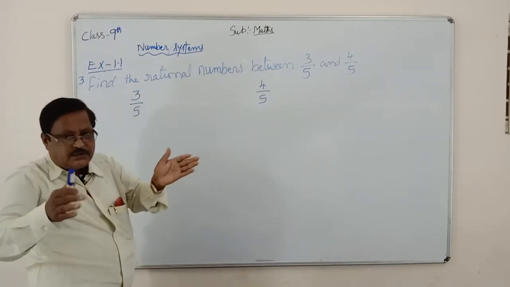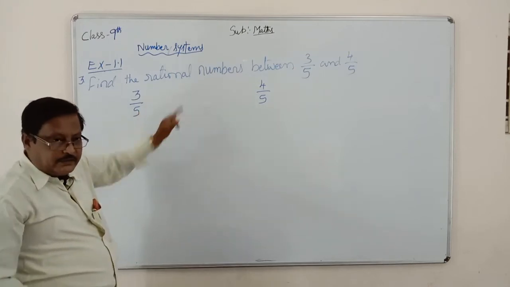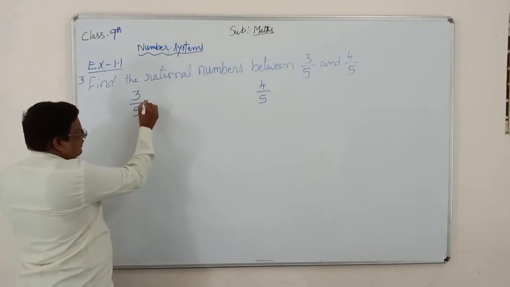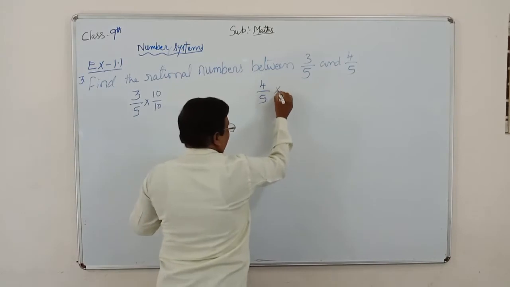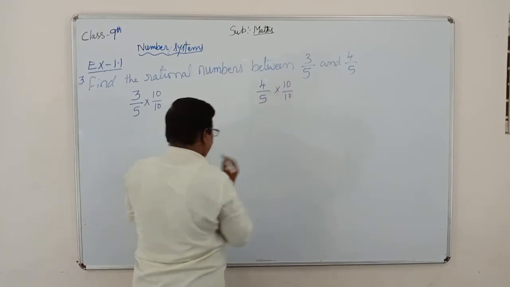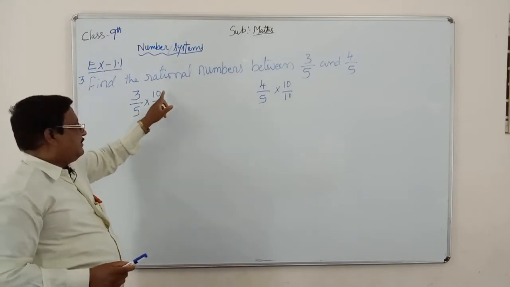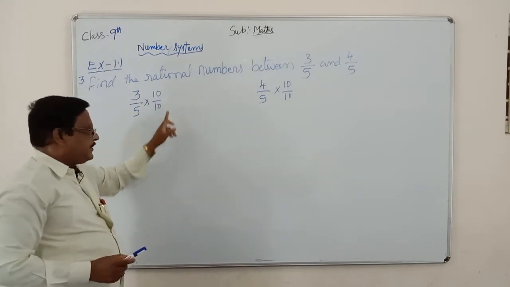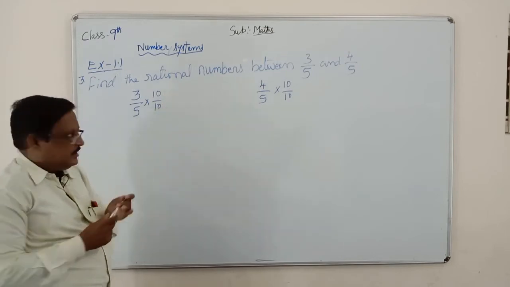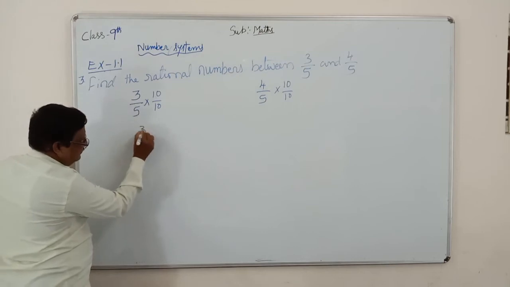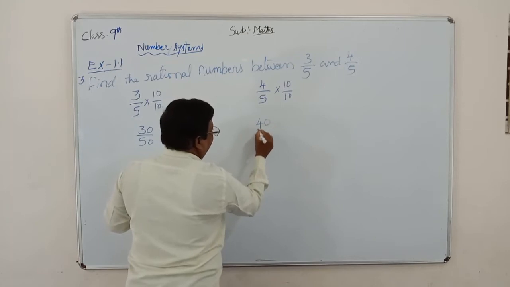First you enlarge the numerators, that is, you increase the difference between the numerators. Multiply this one by 10 by 10, and this one by 10 by 10. It means both numbers are multiplied and divided by the same number. Here 10 by 10 means here also 10 by 10. Here 5 by 5 means here also 5 by 5. Here 100 by 100 means here also 100 by 100. Next, 3 into 10 is 30 by 50, and 4 into 10 is 40 by 50.